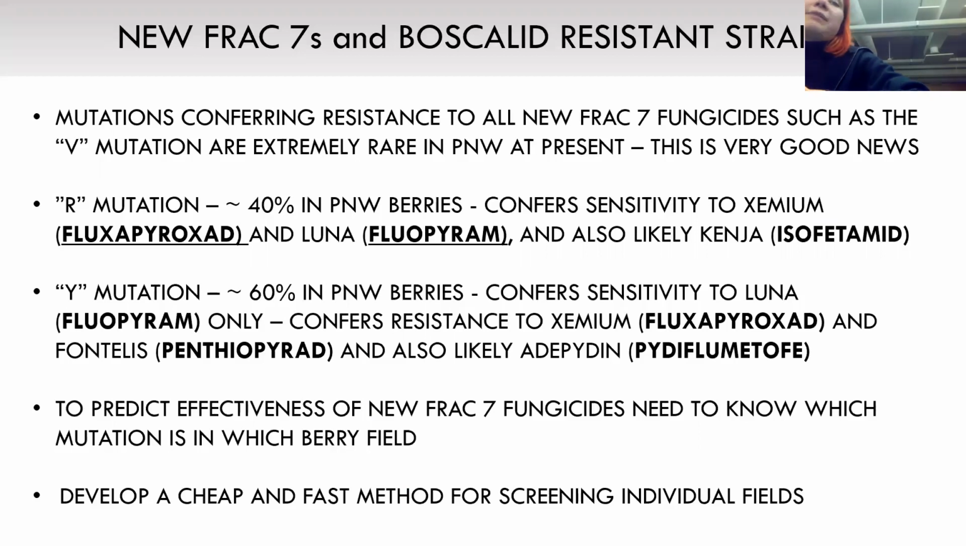In order to predict effectiveness of these new FRAC 7 fungicides, we need to know which mutation is present in which field, because if you remember, I said at the beginning that our populations seem to be pretty local, and resistance profiles differ between fields even on the same farm. So in order to do that, there is a need to develop a cheap and fast method for screening individual fields, so that we would be able to give this information to growers. And that would be logical next steps in this work.